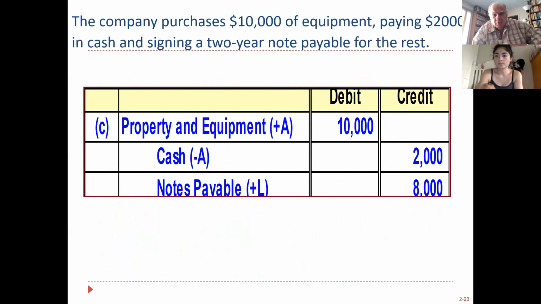So here, let's go over this one. Company purchased equipment that's worth $10,000. They had to put 20% down, and they signed a note payable for the rest. So what happened here? Property and equipment went up with a debit. Cash went down 2,000. Notes payable went up 8,000. You good with that, Maria? Okay, how you doing? Okay.